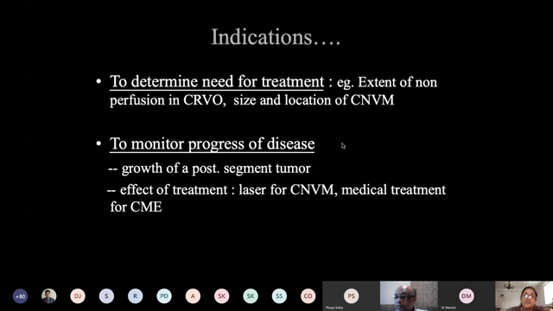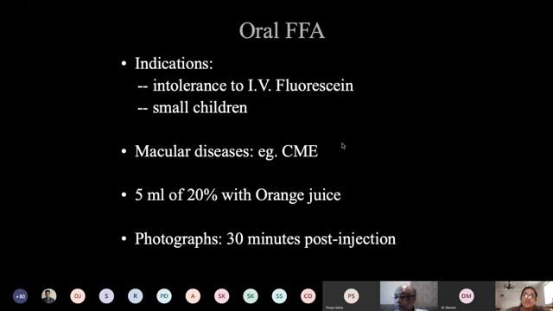Now we had a question a few minutes back on oral fundus fluorescein angiography. This is something which can be done when there is an intolerance to IV fluorescein. It is also very useful for small children who will not be cooperative for getting an IV cannula fixed. So these are two indications where you can do an oral FFA. You can also easily do it for simple macular pathologies like a CME, where you don't need extensive peripheral photographs, and it can be done well with an oral FFA.